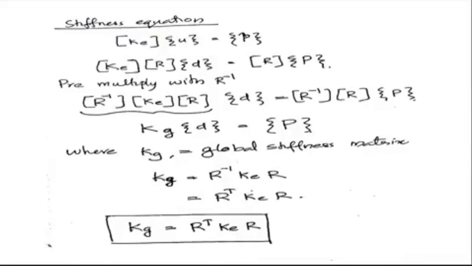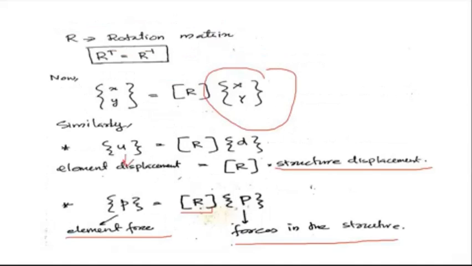So now we'll move to the stiffness equation. You all know the stiffness equation for the element can be written as Ke into u is equal to p. The element stiffness matrix Ke multiplied by the element displacement gives the element forces. And you can write u as R into D. So Ke into R into D is equal to R into P. So small p can be written as capital R into capital P.